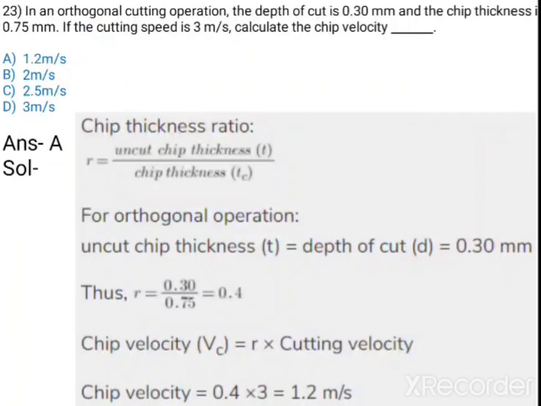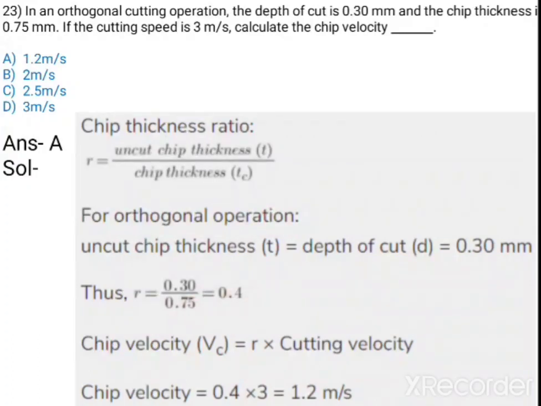Now question number 23. In an orthogonal cutting operation, the depth of cut is 0.30 mm and chip thickness is 0.75 mm. If the cutting speed is 3 meter per second, calculate the chip velocity. Very easy equation. Chip thickness ratio, uncut chip thickness t divided by chip thickness tc. For orthogonal operation, uncut chip thickness t is directly related to depth of cut d, and depth of cut is given as 0.30 mm. So the ratio r indicates 0.30 divided by 0.75.